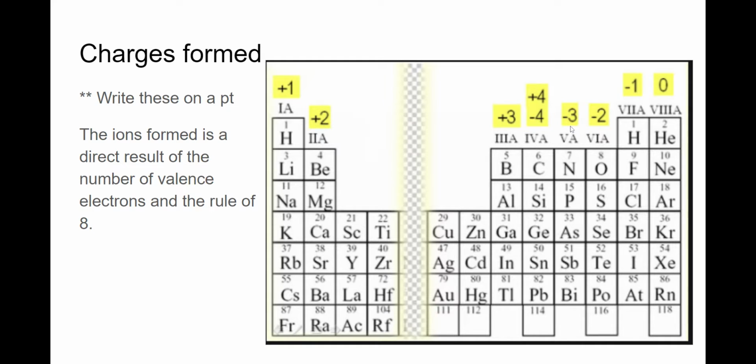5A, then we flip. We go to the negative side. So 5A is negative 3. 6A is negative 2, 7A is negative 1 charge, and 8A is 0. The reason they form the charges that they do has to do with the number of valence electrons that they have and how easy it is to either lose or gain electrons to have that full outer configuration.